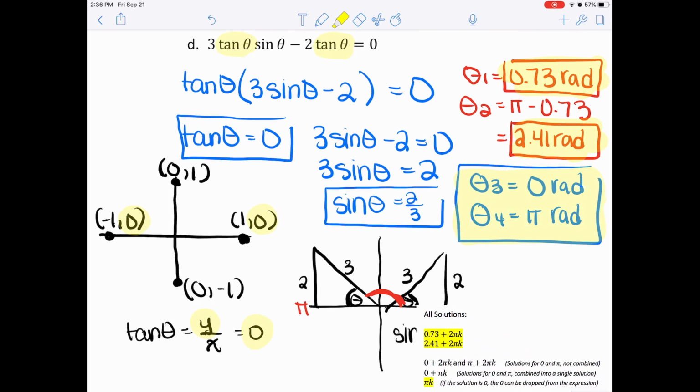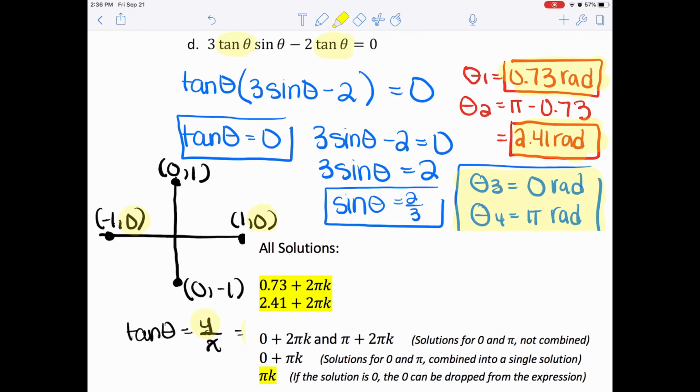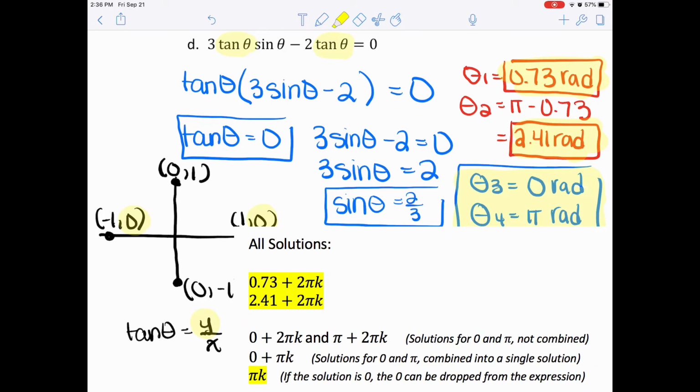And for the last part, we want to express all solutions, not just solutions between 0 and 2 pi. So for that, we have 0.73 plus 2 pi k, 2.41 plus 2 pi k. And for the tangent solutions, you could say pi plus pi k. Instead, I'm going to write it as starting from 0. It would be 0 plus pi k. But that's actually the same thing as just writing pi k.